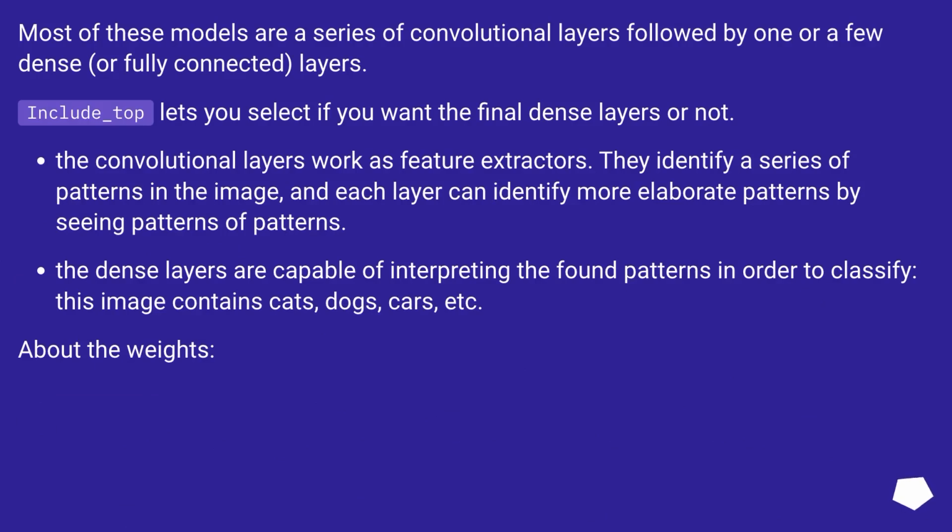Most of these models are a series of convolutional layers followed by one or a few dense, or fully connected, layers. include_top lets you select if you want the final dense layers or not. The convolutional layers work as feature extractors. They identify a series of patterns in the image, and each layer can identify more elaborate patterns by seeing patterns of patterns. The dense layers are capable of interpreting the found patterns in order to classify: this image contains cats, dogs, cars, etc. About the weights.